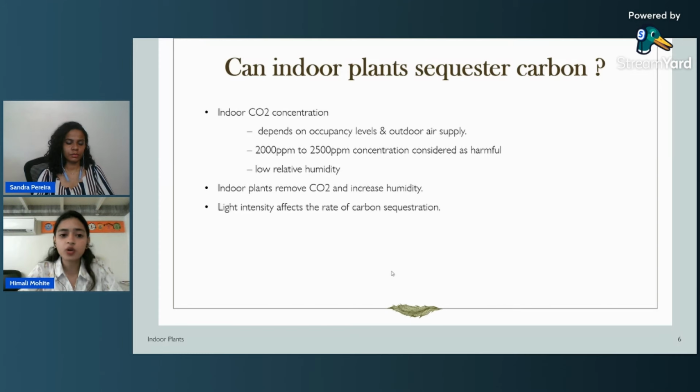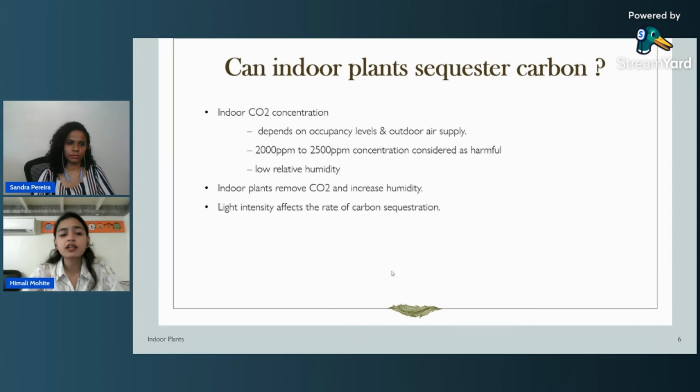So studies have found out that CO2 concentration up to 2000 ppm to 2500 ppm, that is parts per million concentration, is considered harmful for the health of a human being. Like it can cause respiratory diseases like shortness of breath or dryness of throat.